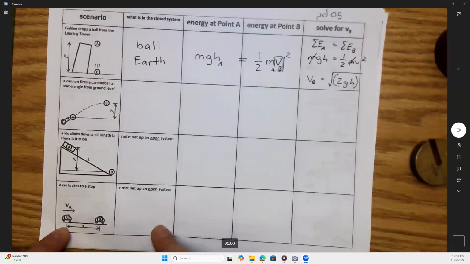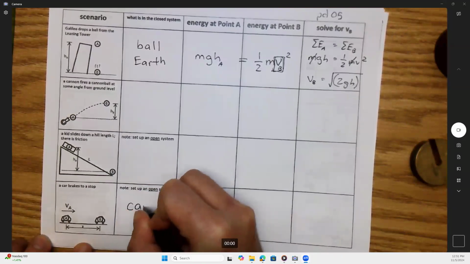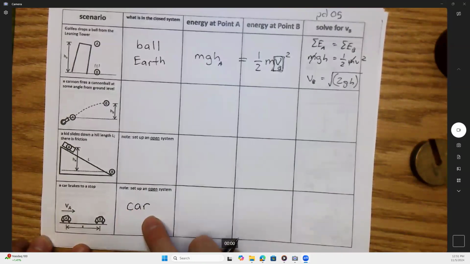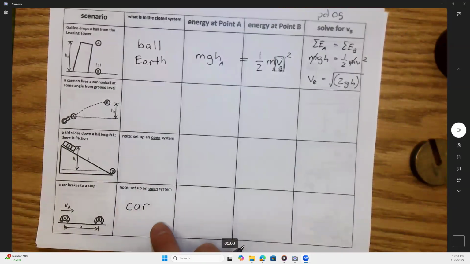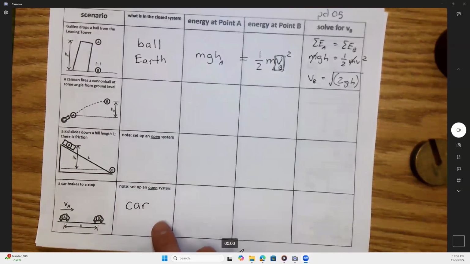Let's do the car braking to a stop. You guys see car braking to a stop at the very bottom. So let's focus on the car. You guys write the car. Now, I'm not going to include the earth because the car is not going up any hills and it's not going into any valleys. It's not changing its height.